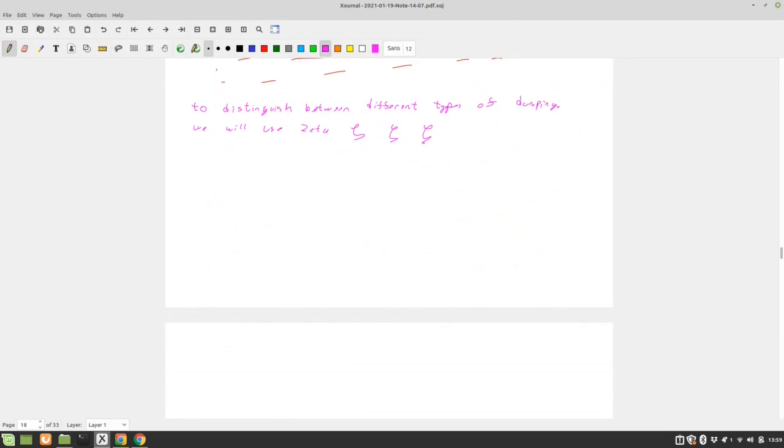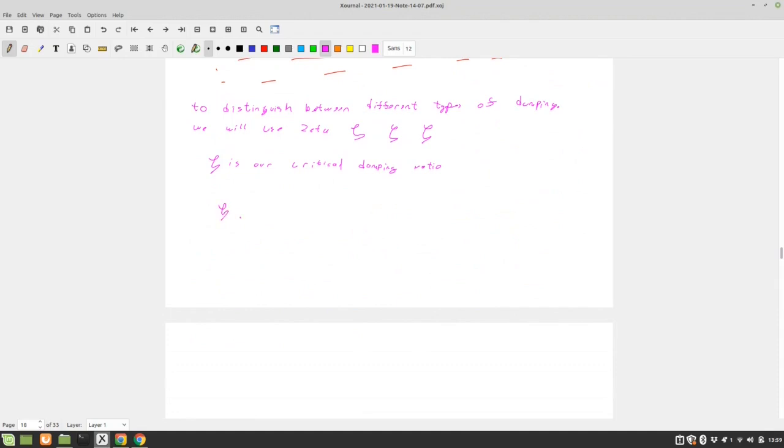And this is going to be our critical damping ratio. So zeta is our critical damping ratio.